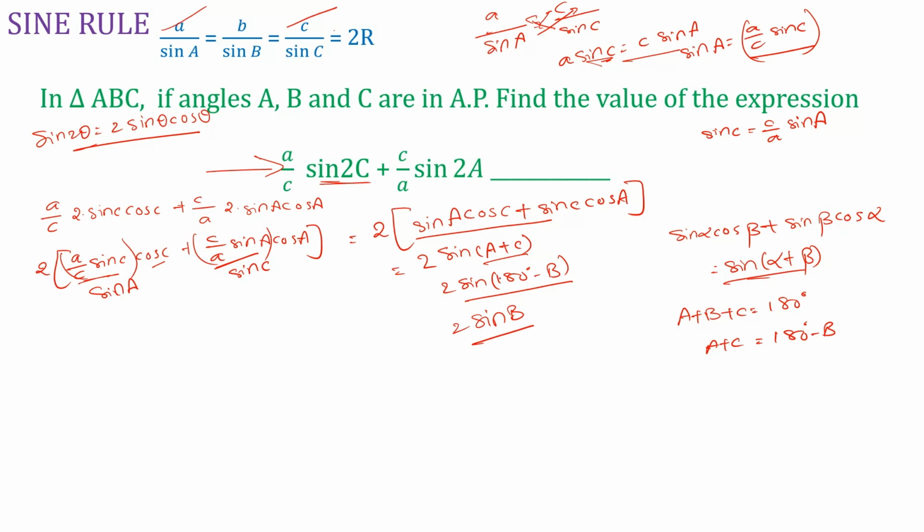But for B, we know that to be 60 degrees. So we'll write sine 60 degrees, so 2 into root 3 upon 2. The 2 will get cancelled out. We'll have root 3 as the answer. So this expression will come out to be root 3.